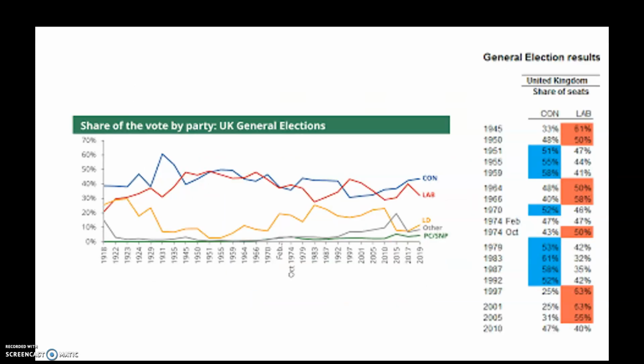What I want you to do for next week is complete the work on the features of political parties, do the Politics Review article, and also do this work on party systems, and listen to the podcast and answer the questions around the issue of whether our political parties are doing their jobs properly.